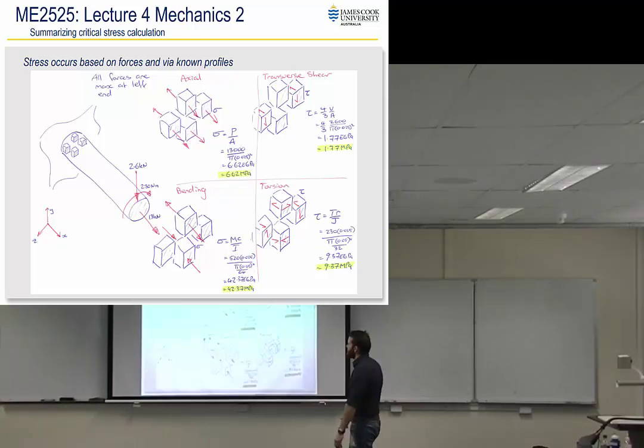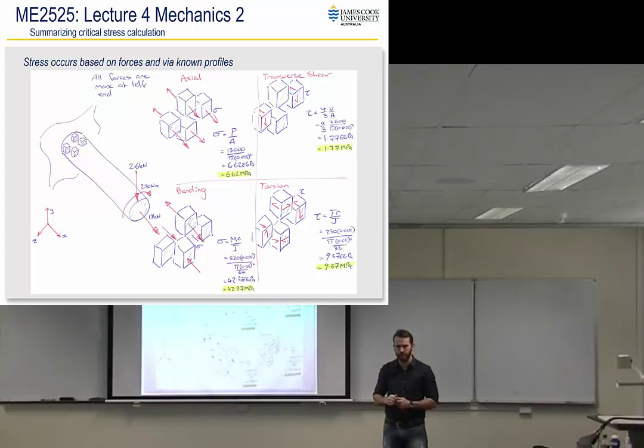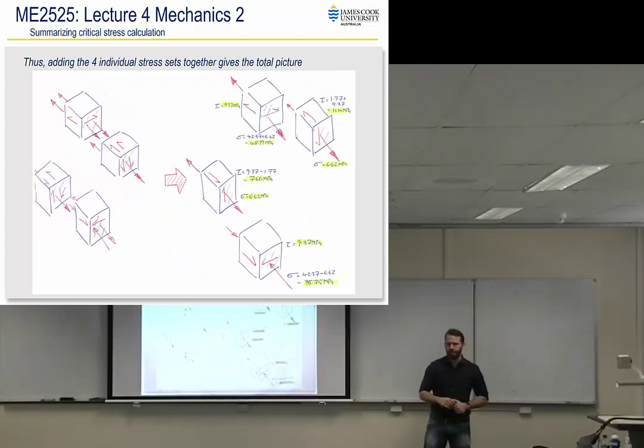Alright, and last one's torsion. We're going around the circle, down the shear faces. That gives us 9.37 megapascals for that particular force. Okay, and you see where we're going here. Now I've got all of my stress vectors on those four cubes, and we add them together.